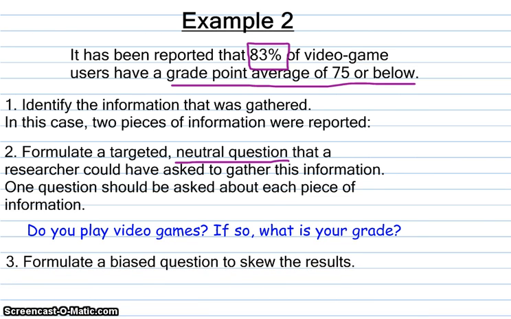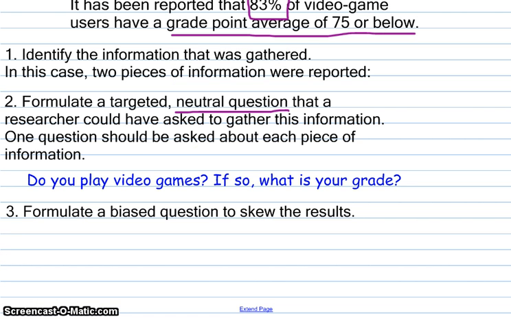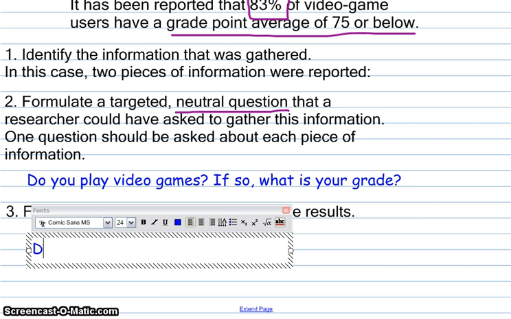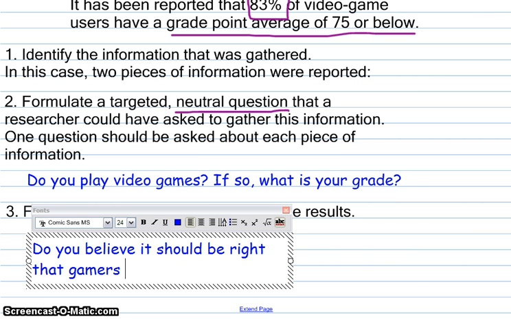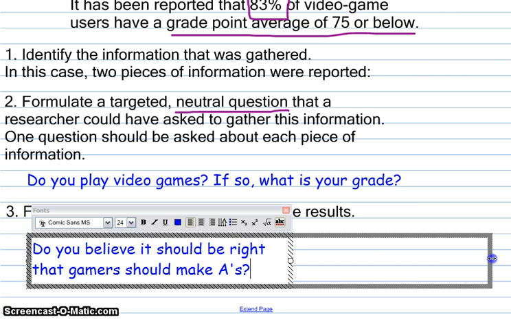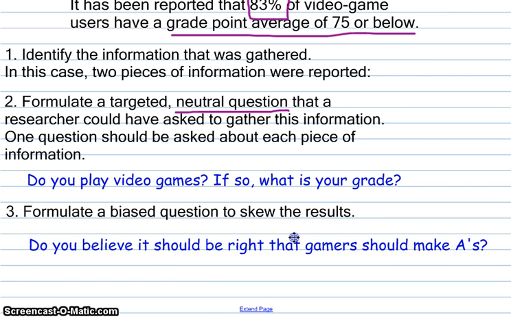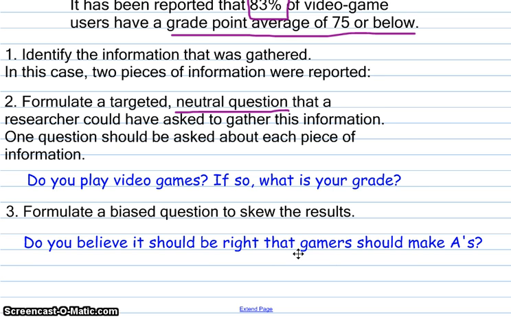Now, next up, it wants us to ask a biased question to skew the results. So we want to ask a bad question. For example, a bad question could be, do you believe, now it is right, it should be right, that gamers should make A's? Because at this point, I'm expecting people to say no, because it's not fair for me if I have to work really, really hard. So that's pretty much a very good basis on what biased and unbiased is.